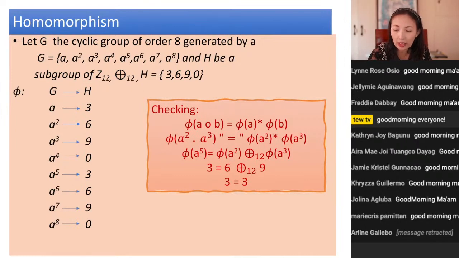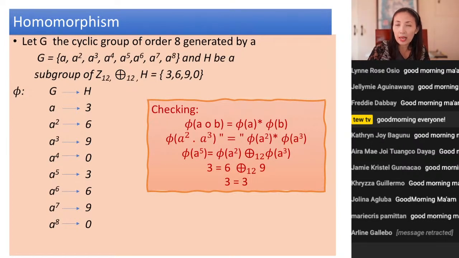So, hanggang A to the 8. Ang identity element is A to the 8. Cyclic group of order 8 generated by A. So, this is the group. And a subgroup of another group, let's say H, whose elements are 3, 6, 9, 0. Saan galing ito? Sa Z sub 12. Addition modulo 12. Subgroup niya si H.